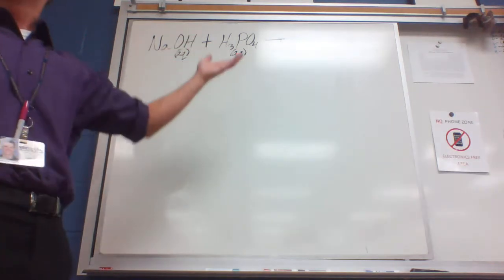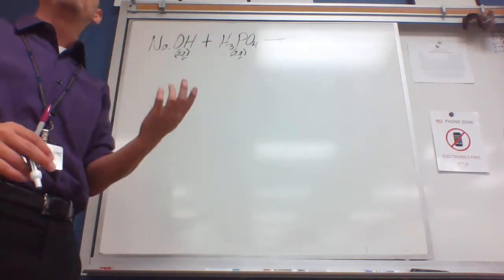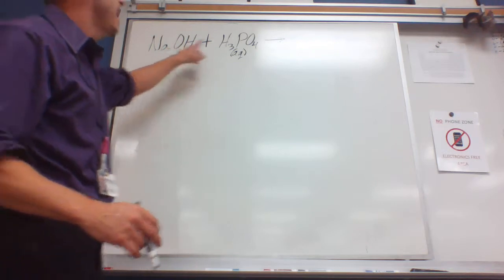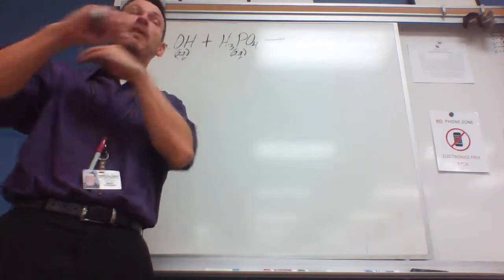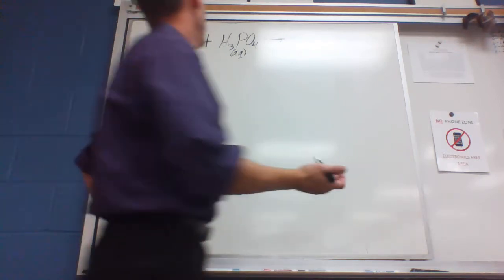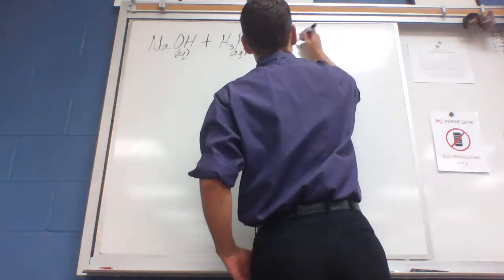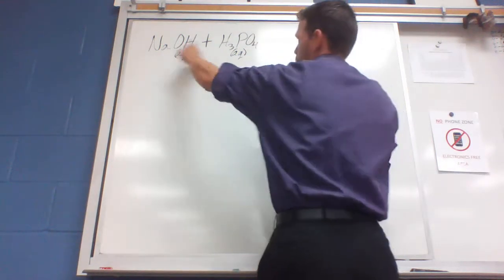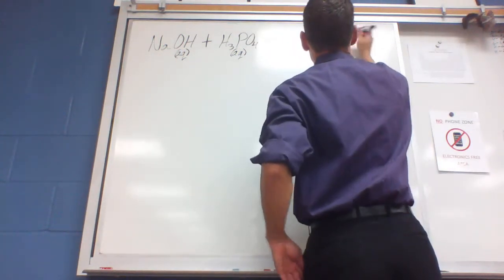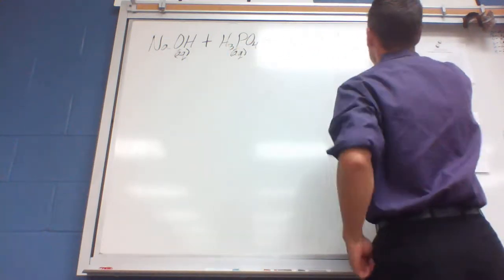The prediction of products here, like we said, we always know what neutralization makes. So if you switch the Na and the H, it looks like double replacement, but it's always going to make salt and water. So you can see the water form when the H joins the OH, and you can see the salt form when the Na joins the PO4.